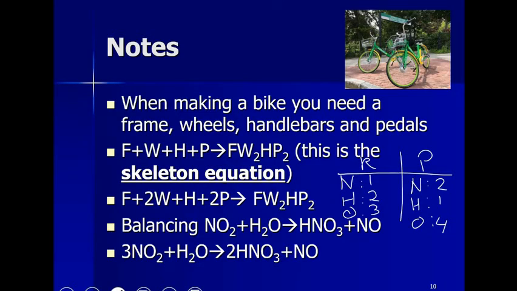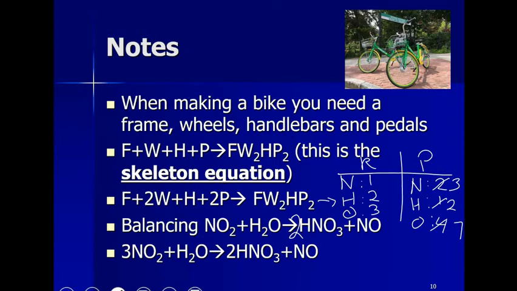Okay, so the very first thing I know is this hydrogen right here: I have 2 and then I have 1. I can never make that 2 a 1. So I need to make that 1 a 2 by putting a 2 in front of my HNO3. By doing that, that also changes my nitrogen. Now I have 3 nitrogen, and I now have 6 oxygen, 3 times 2, plus 1, I have 7 oxygen.